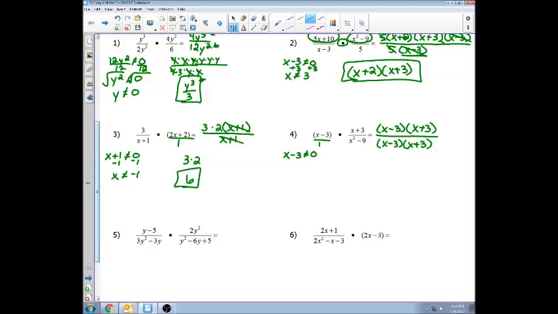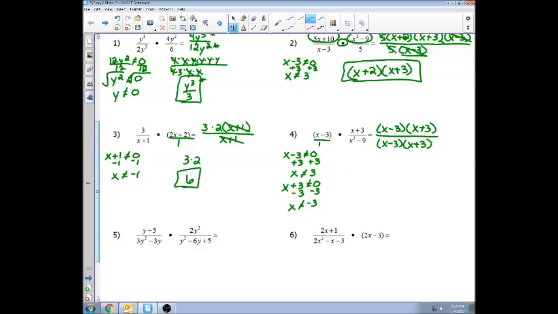So x minus 3 cannot equal 0. If I add 3 to both sides, then x could not equal positive 3. X plus 3 cannot equal 0. Subtract that from both sides. X cannot equal negative 3. So my restrictions are x cannot equal 3 or negative 3.